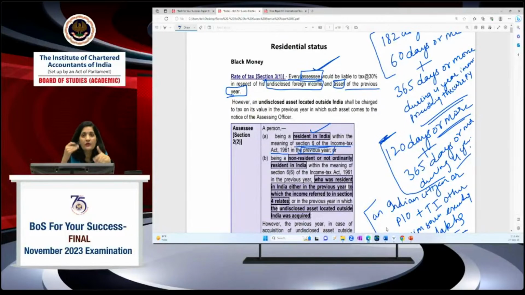And if he is not resident during the previous year, what will happen then? In that case, you have to see and check whether he was resident in the year when the undisclosed asset was acquired or the undisclosed income related to. क्या कह रहे हैं? What is the second clause they are saying? B clause. B clause is saying if a person being a non-resident or RNOR, ठीक है, during the year he was not resident in India, he is a non-resident or an RNOR, then if that person was resident in either the previous year to which the income relates, or in the previous year in which the undisclosed asset located outside India was acquired, this is very important. In that case, your black money law provisions will be applicable.